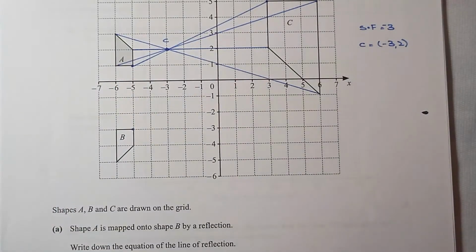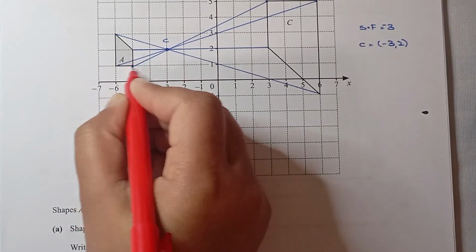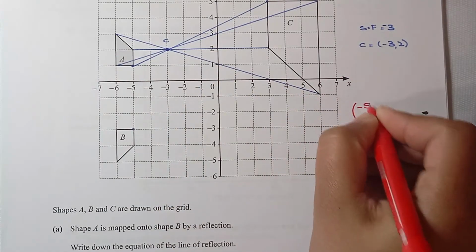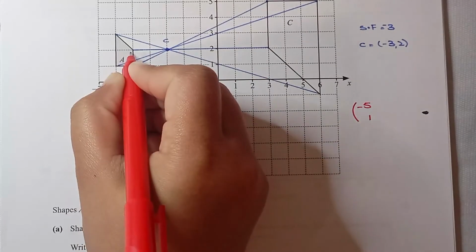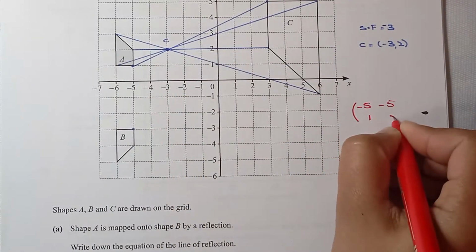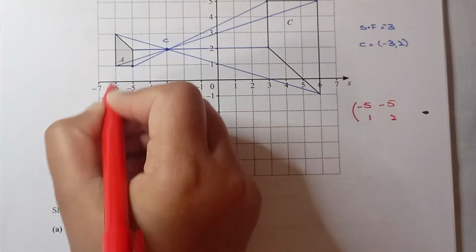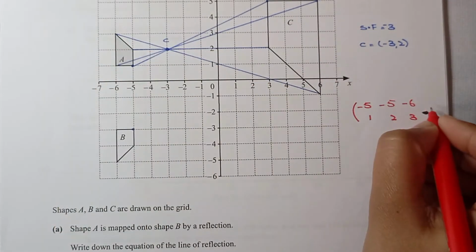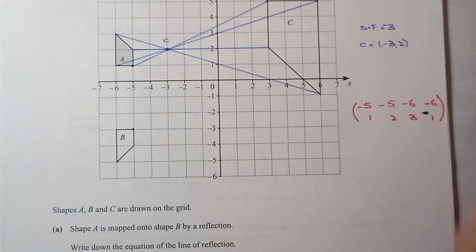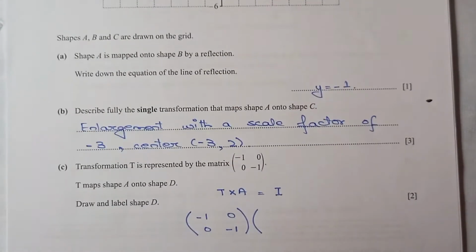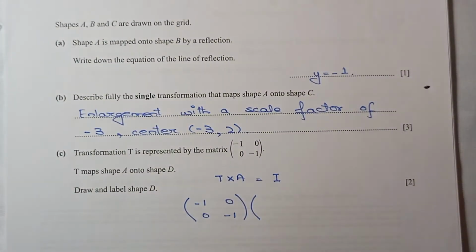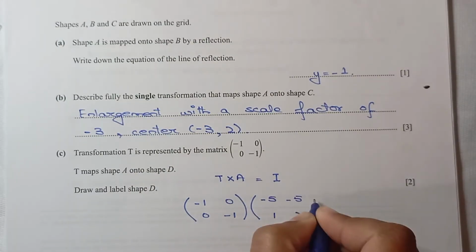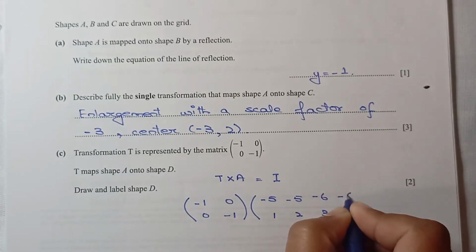So the coordinates for the matrix A, let me say this point is -5 and 1, -5, 1, this point, -5, 2, and then this point would be -6, 3, and this is -6, 1. So these are the coordinates for the shape A. So the matrix for shape A, let me write it down again: -5, 1, -5, 2, -6, 3, -6, 1.